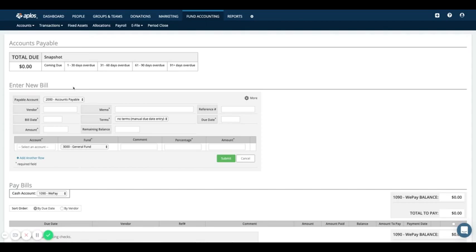So really the only time that you're going to do this is if you're going to enter a bill in one period and then pay it in another, in one month and paid in another, or in one fiscal year and paid in a different fiscal year. So let's run with that example of a month over month type of bill.